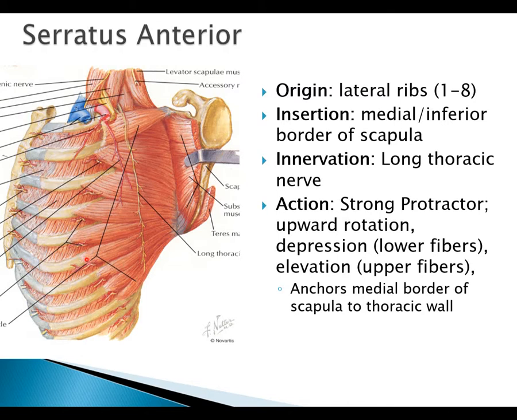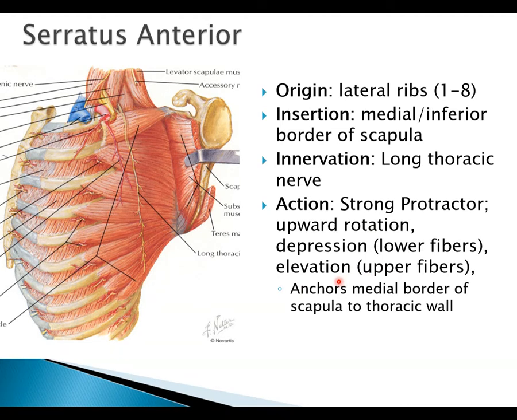So it's going to come from these 8 slips, come together, form one insertion point along the medial border, but it's underneath, so it travels along the rib cage under the scapula and then inserts on the medial border. This primarily will cause scapular motion. It will help with protraction and depression, upward rotation, but most importantly, if you think about anything else with the serratus anterior, most importantly, it's going to anchor the medial border of the scapula to the thoracic wall.